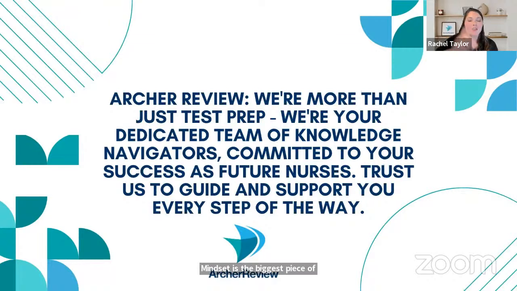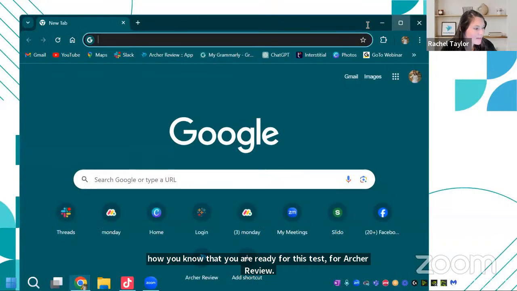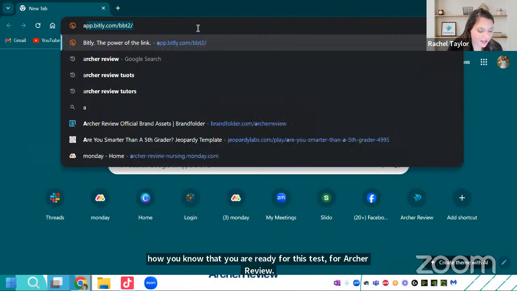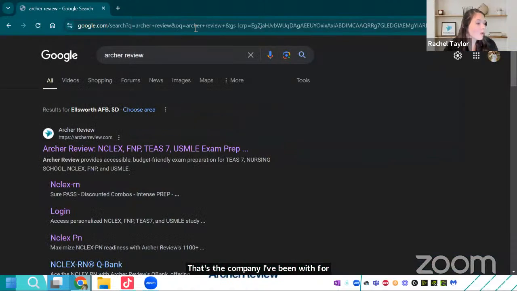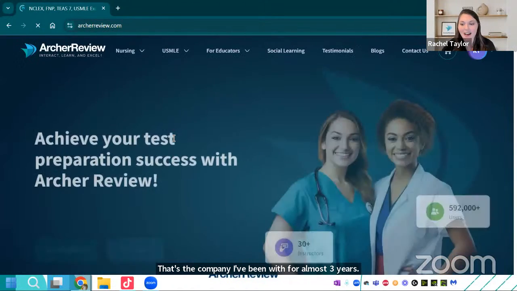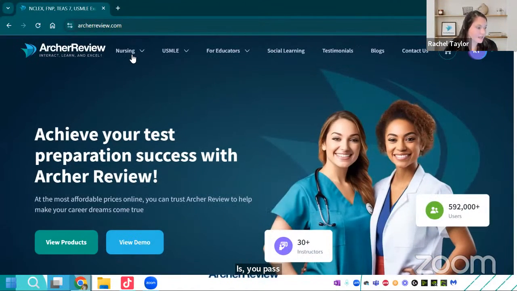Now, lastly, mindset is the biggest piece of this, and that starts today. Remind yourself that you are smart, that you are capable, that you are able to do this. Tell yourself that you've got this. And how you know that you are ready for this test, for Archer Review, that's the company I've been with for almost 3 years, is you've passed 4 readiness assessments with highs or very highs consecutively.